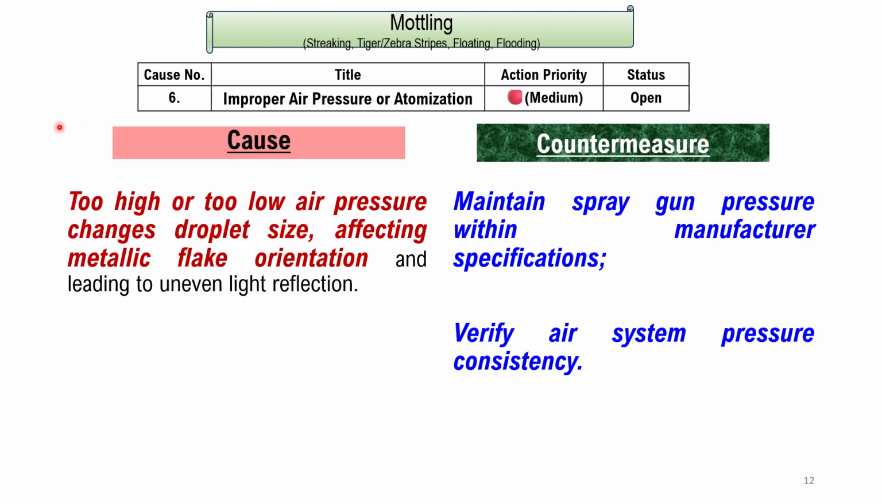Number 6 probable cause could be improper air pressure or atomization. Too high or too low air pressure changes droplet size, affecting metallic flake orientation and leading to uneven light reflection. Therefore, maintain spray gun pressure within manufacturer specifications and verify air system pressure consistently.